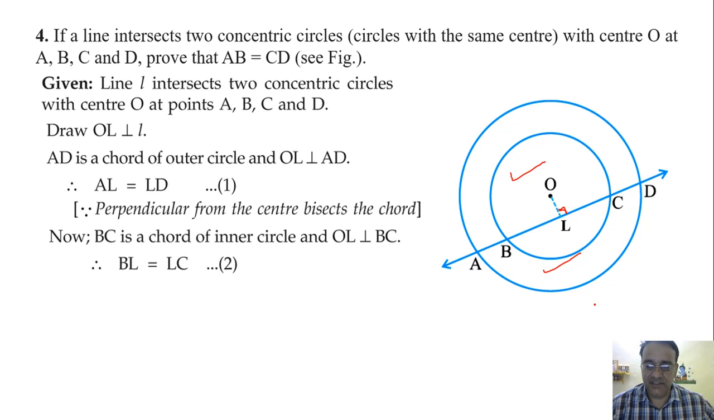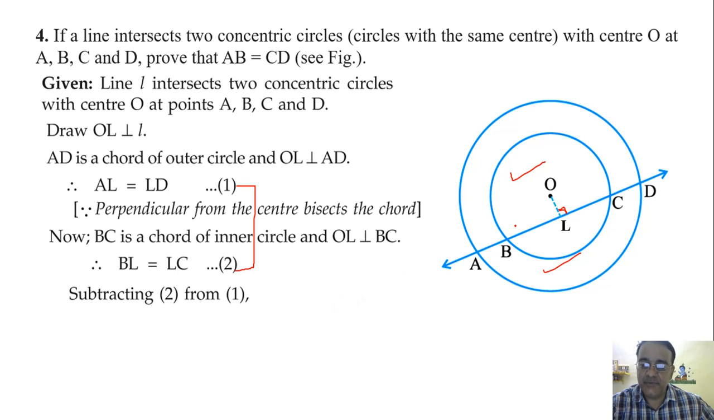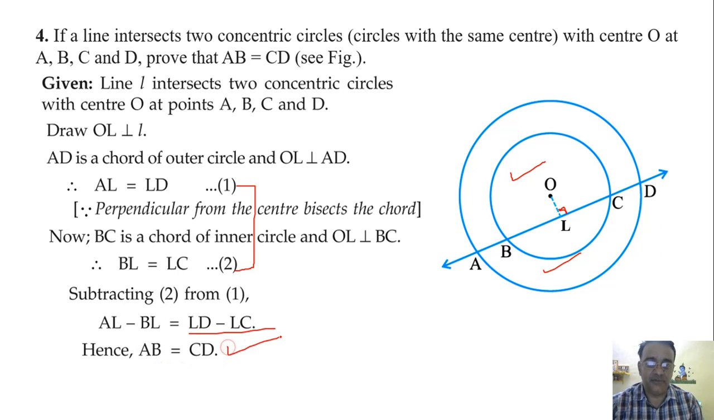Okay. So whether this is clear? Yes, sir. Now we have to subtract these two equations. So AL minus BL, what you will get? AB, right. And DL minus CL? CD, right. So this is the proof. Any doubt? No, sir.